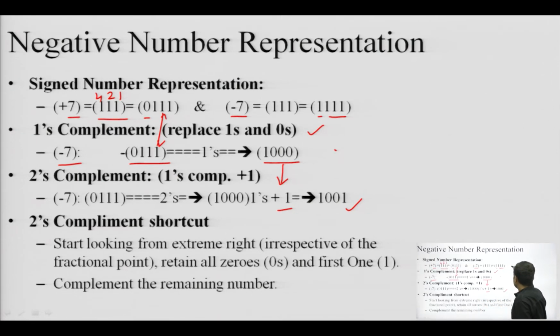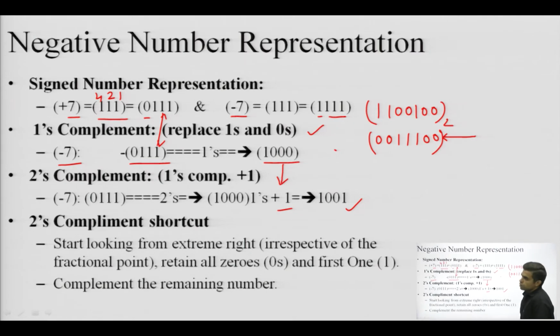Let us suppose you are provided with this number 11000100. So, let us suppose you are provided with this binary number and you are asked to find the 2's complement of this. Then the 2's complement of this can be obtained by using a shortcut which says to start looking from the extreme right, that means from here. If we start looking from the extreme right, we have to retain all the zeros, that means this 0 and this 0 will be retained, and the first one is also to be retained. That means I have retained these values and complement the rest of the number, that means this 0 will change to 1, this 0 will change to 1, this 1 will change to 0, this 1 will also change to 0. So, this becomes the 2's complement of this number.